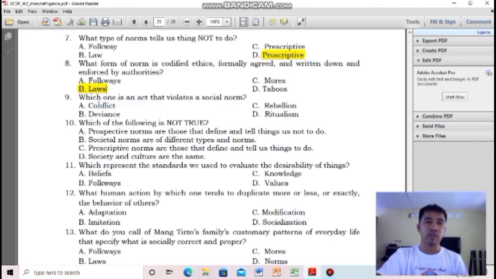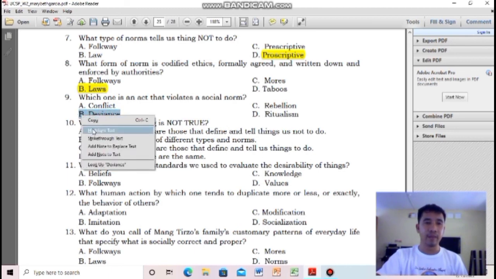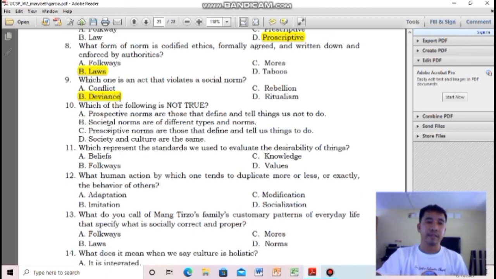Next, number 9. Which one is an act that violates a social norm? Conflict, defiance, rebellion, ritualism. Number 9 is letter B. It's defiance.